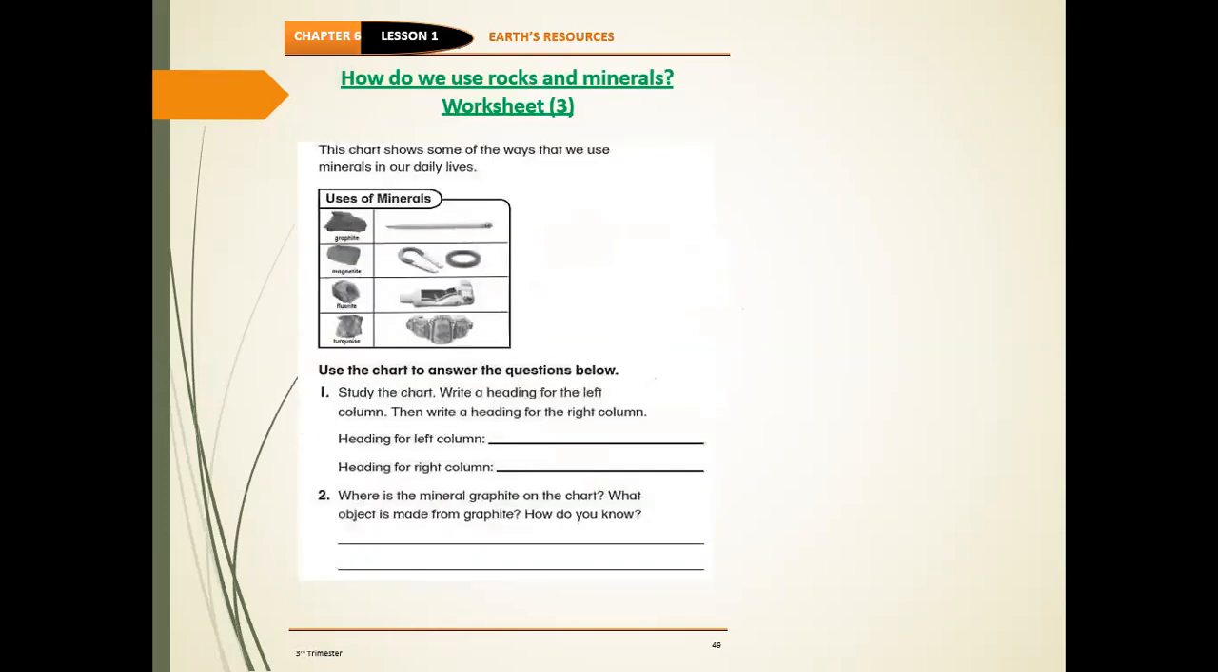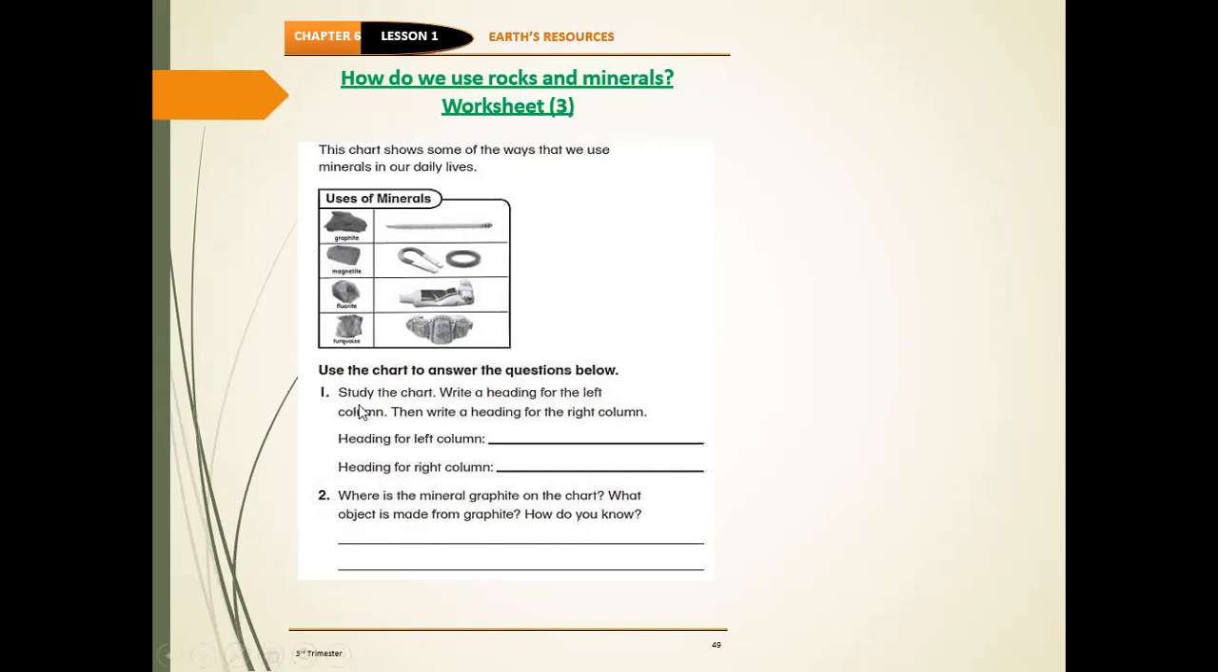Okay. This is page 49. This chart shows some of the ways that we use the minerals in our daily lives. We have here the graphite, and this is a picture of a pencil. Magnetite, and those are pictures of magnets, and they have different shapes. This is the U-shaped magnet, and this is a circular or round magnet. This is the fluorite, we use it in making the toothpaste, and the last one is turquoise, we make the jewelry with it.